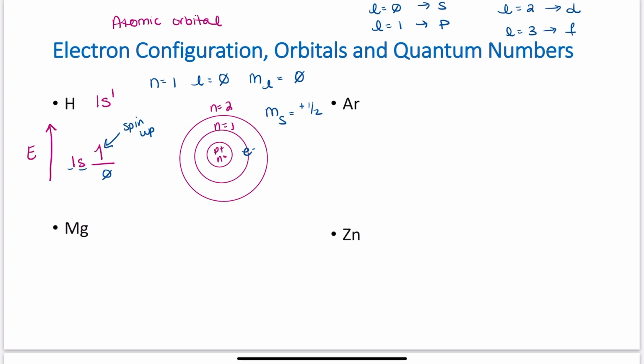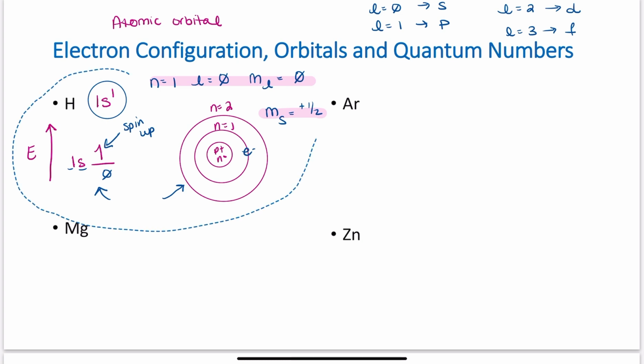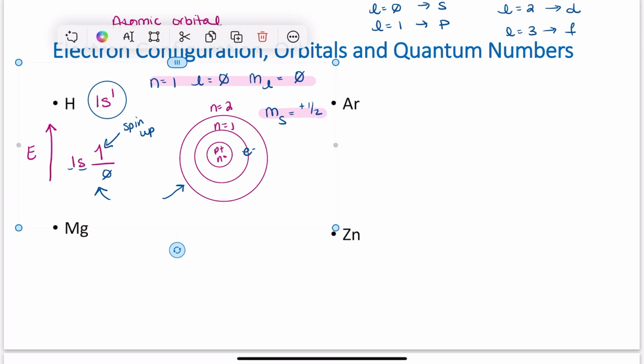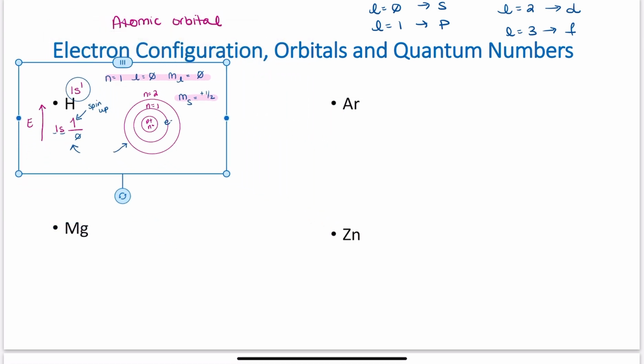So again, this is my 4 quantum numbers. This is my Bohr model of my orbitals. This is my atomic orbital. And then this is my electron configuration. Okay, so let's go ahead and do that for the other 3 species on this table. I am going to shrink this down just because I want space for the other things. And I'm probably going to shrink those as well.